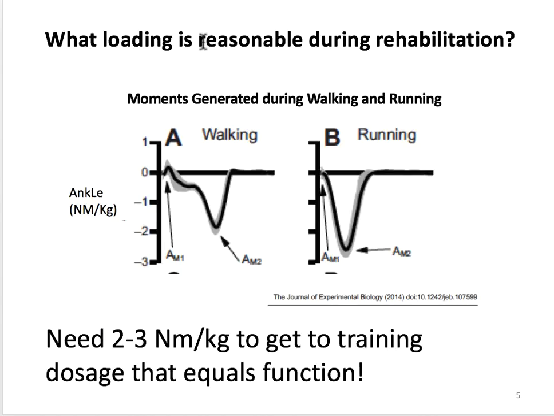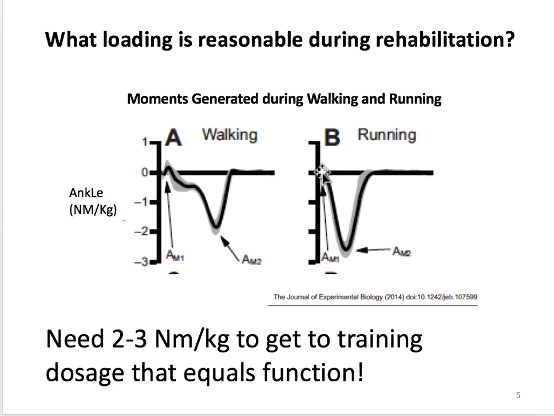Now the next question is, what loading is reasonable during rehabilitation? You might recall that the PCSA, or the physiologic cross-sectional area of the soleus, is the largest in the body. As a consequence, it's able to generate large amounts of force and torque at the ankle joint. We see that reflected here in moment graphs during walking and running. The initial point here is the initial contact during walking, and then this 0 point here, when it returns to 0, that's toe off during that same cycle.